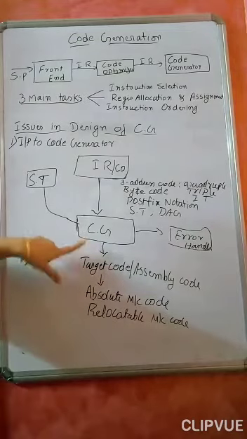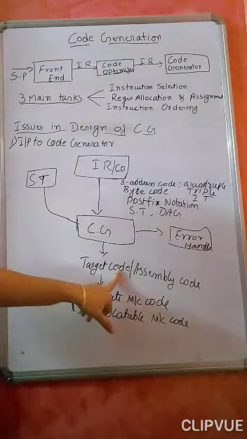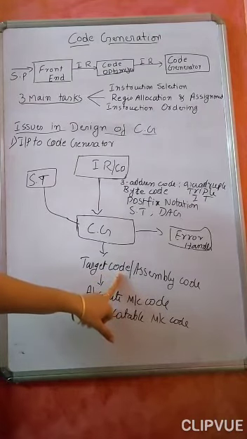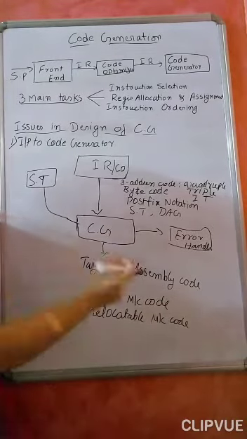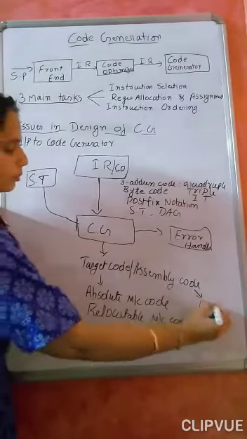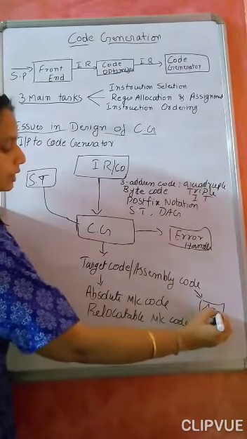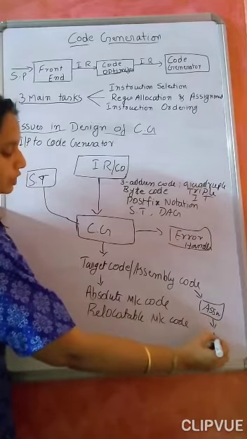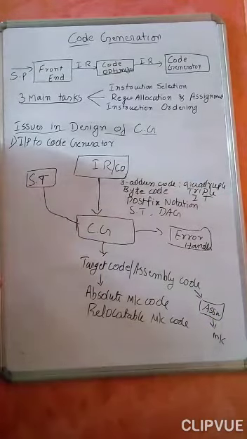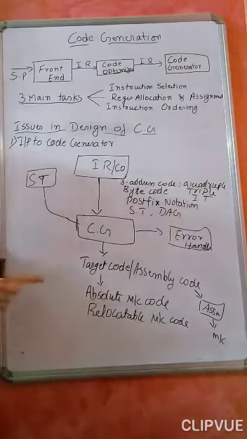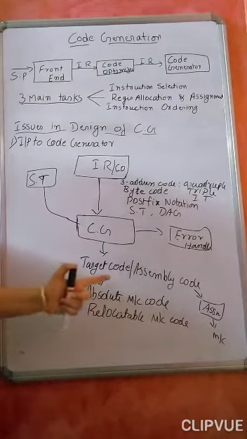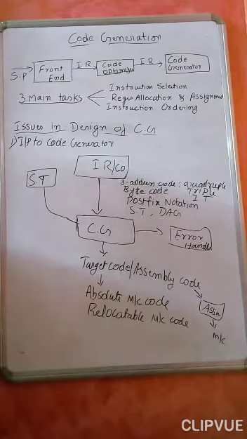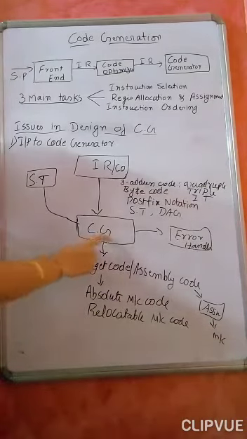So what is the output of this code generator? Either it can be a target code, that is a machine code, a sequence of zeros and ones, or it can be an assembly code. If it is an assembly code, then again this will be given to the assembler, which will generate the machine code. Otherwise, it can be directly the target code, and then you can have an absolute machine code, or you can have a relocatable machine code. So this is the output of your code generator.